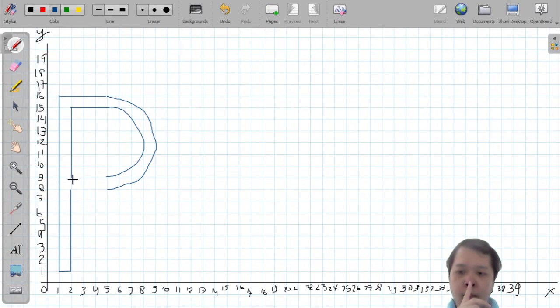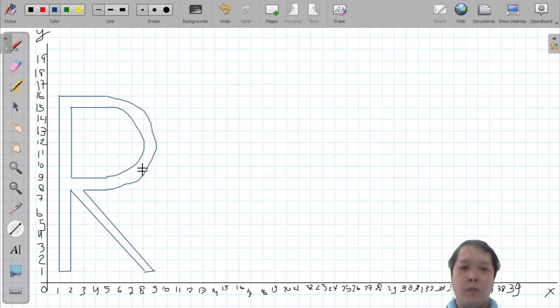We need straight lines here to close this curve, and a shorter straight line here, and then I'll draw a straight line until here, right? This is a line, and of course this one will be parallel, and we will close it. Ta-da! One down, 4 to go.